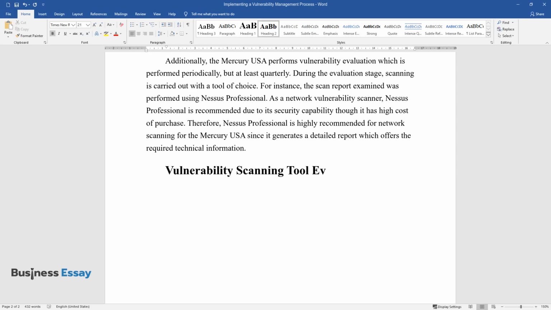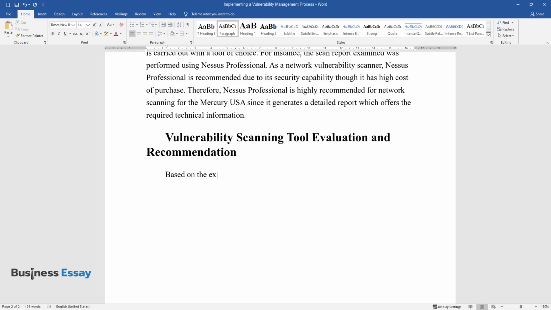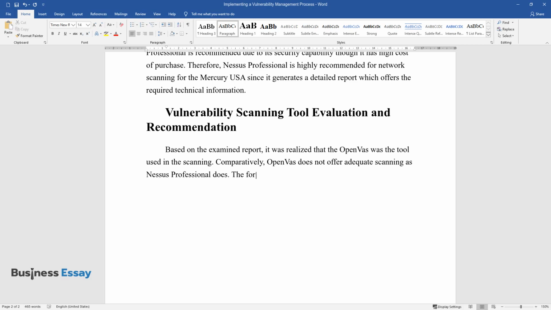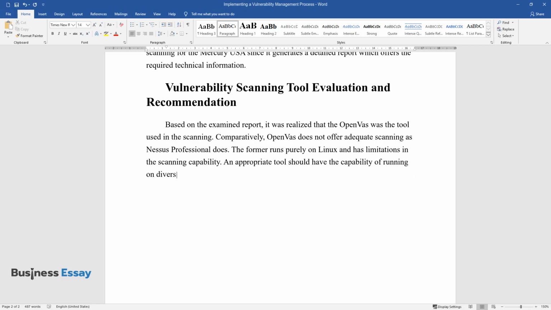Vulnerability Scanning Tool Evaluation and Recommendation. Based on the examined report, it was realized that OpenVAS was the tool used in the scanning. Comparatively, OpenVAS does not offer adequate scanning as Nessus Professional does. The former runs purely on Linux and has limitations in the scanning capability. An appropriate tool should have the capability of running on diverse operating systems available for different technologies for applicability.